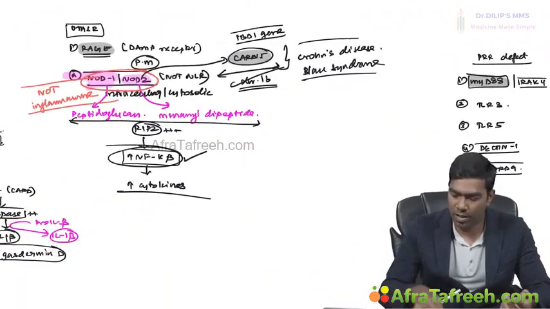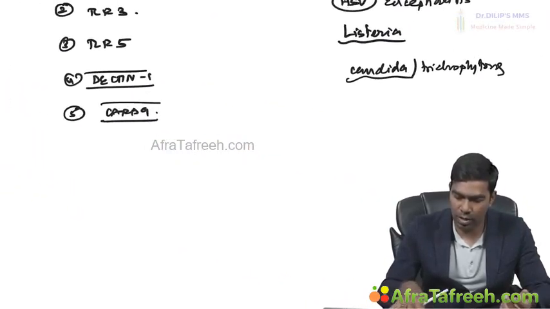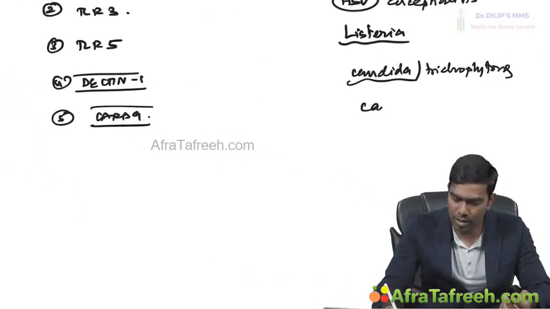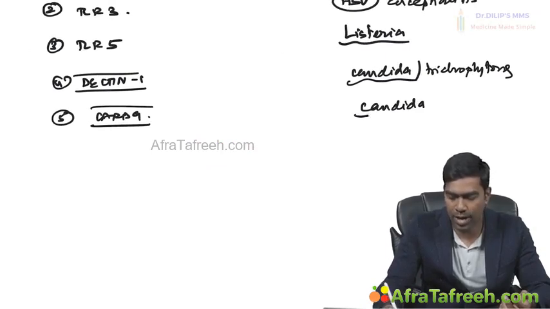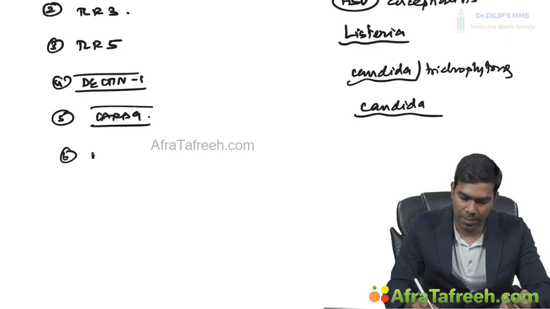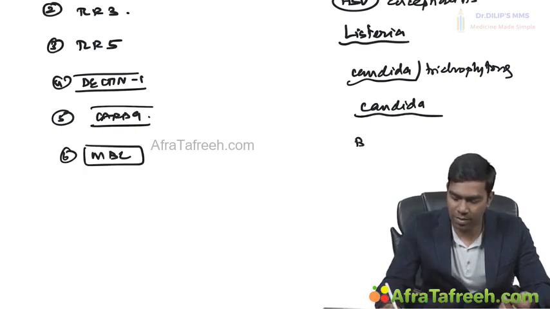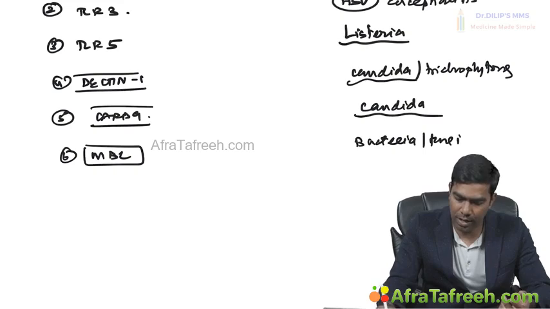So CARD9 defects are typically CLR defects, and again they are going to recognize beta glucan only, and again you are going to have the same old story. Candida infections are very high. And you have MBL, mannose binding lectin. It's a complement activation defect where you'll have infection to bacteria and fungi as well.